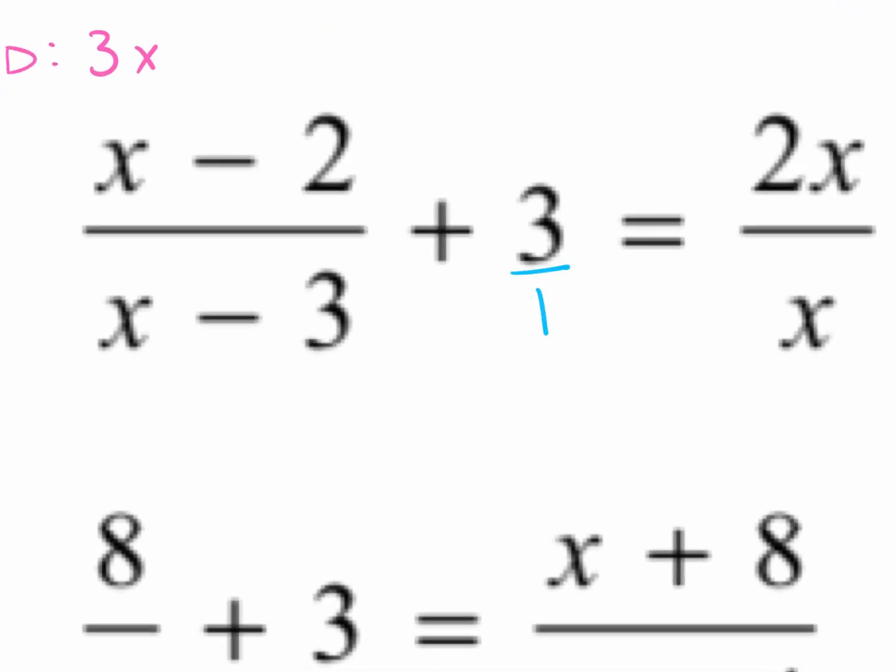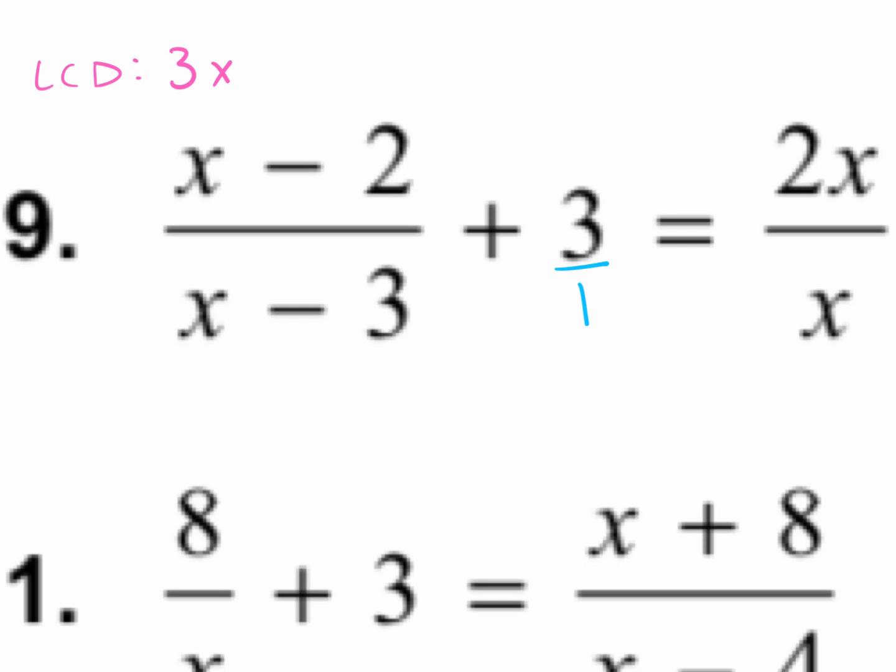So I can make 3 over 1. And then we want to find our least common denominator. So what would my first denominator factor into? Just x minus 3. So x minus 3. Now if I have a denominator of 1, do I have to include that on the list? No, because multiplying by 1 is just the same thing.